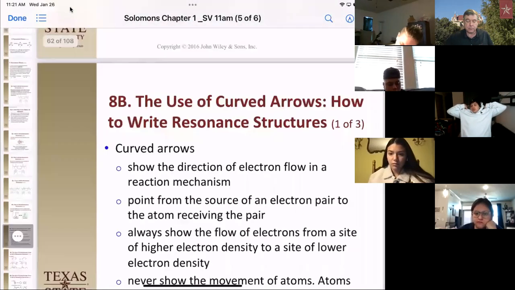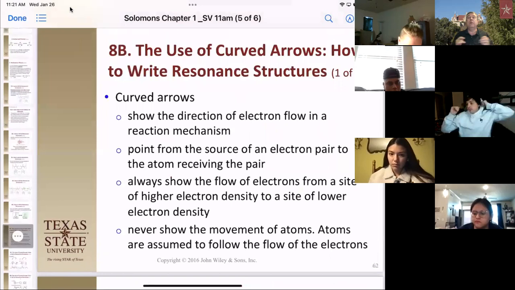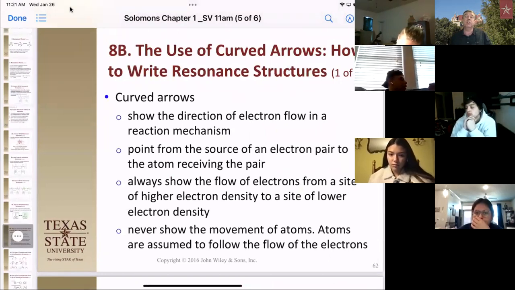Okay. So when we use these resonance structures, we show the flow of electrons using curved arrows. When you move one electron, it's one arrow, I'm sorry, one barb on your arrow. When you move two electrons, there's two barbs on your arrow.